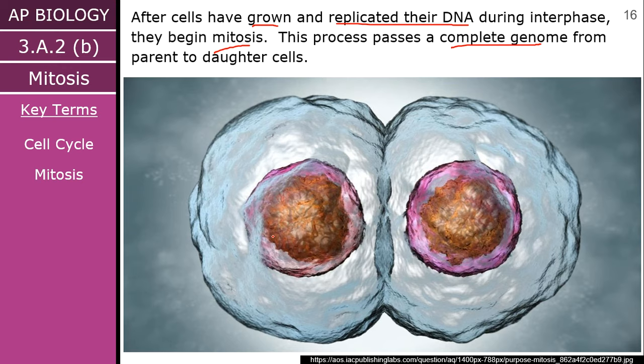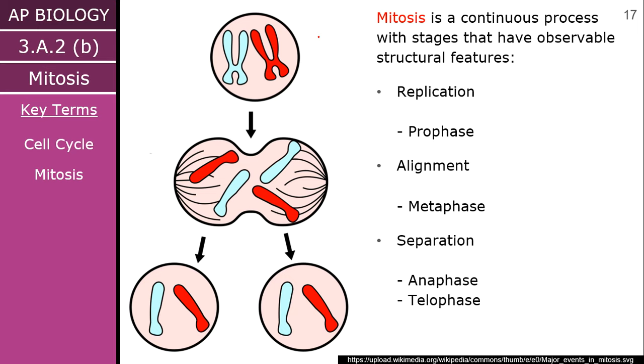So if my parent cell right here needs to create two identical daughter cells, then I'm going to take half of this whole X situation and half of this whole X situation, and they're going to end up in each cell.